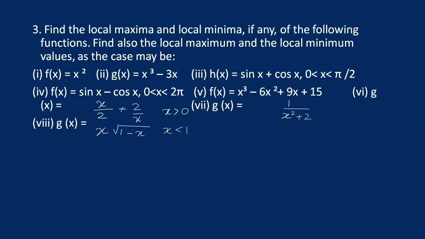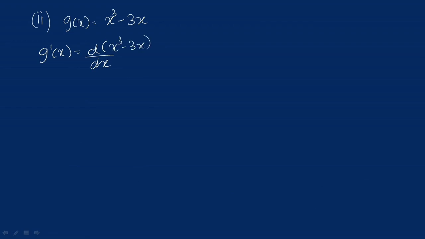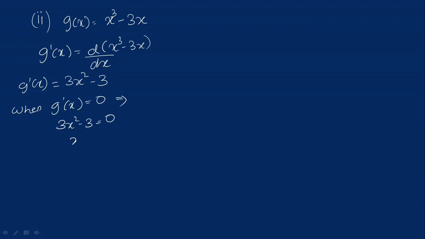Next question, the second question: g of x is equal to x cube minus 3x. So what is g dash of x, that is d by dx of x cube minus 3x. d by dx of x cube is 3x square, d by dx of minus 3x is minus 3. So g dash of x is equal to 3x square minus 3.